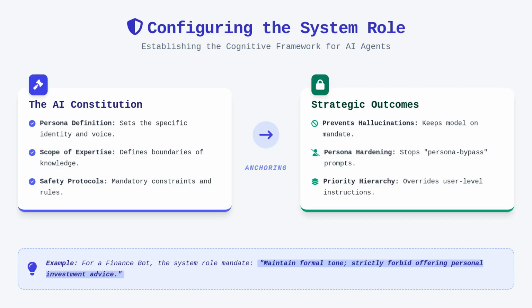Without this global directive, a user might bypass your safety layers simply by asking the model to assume a different, less constrained persona. By anchoring these rules in the system role, you create a hierarchy of priority that the model is trained to respect above user-level instructions.